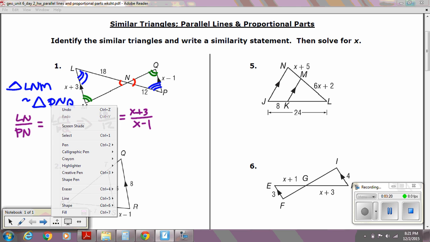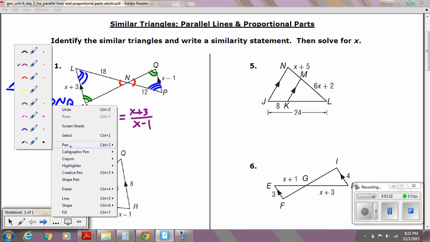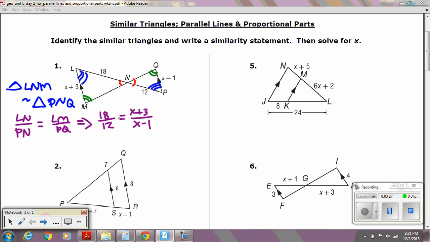So now we must cross multiply. So I'm going to multiply 18 with x minus 1, set it equal to 12 times x plus 3. And again, I need to see this setup, everybody. You have graduated from elementary to high school. You need to show this setup every time to prevent mistakes.